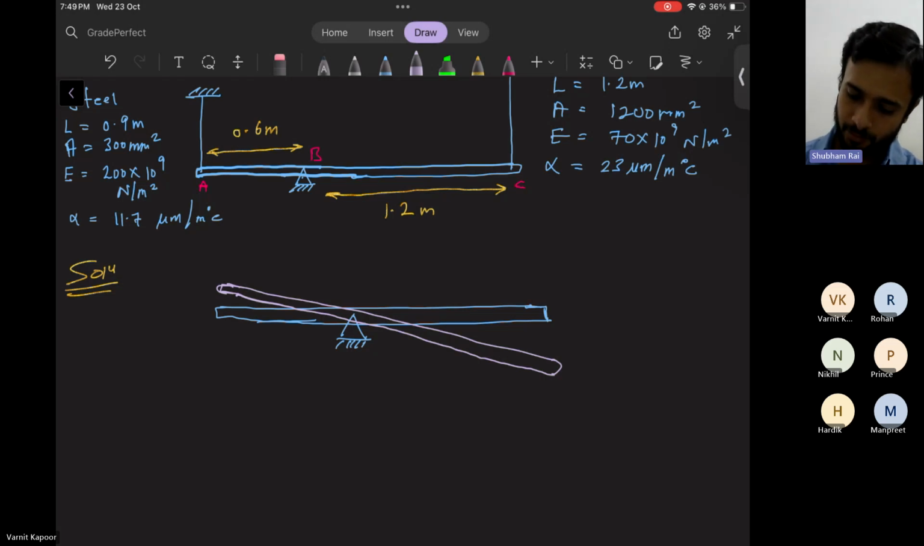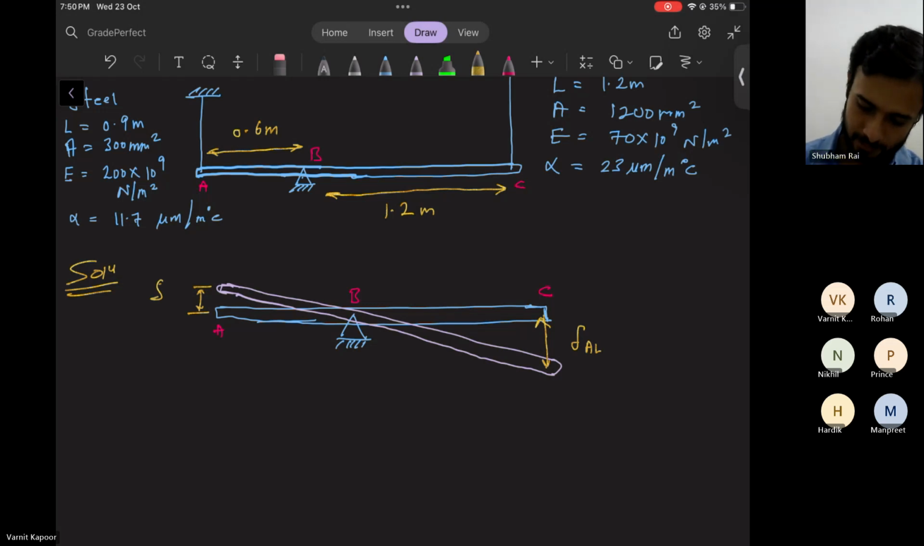So now from this point to this point, this will be the deformation in aluminum, right? This is point C. This was point A, this was point B, and this is point C. And finally, on the left hand side, you have this deformation. So this is final deformation in steel. So I am naming this deformation to be delta steel final. Okay, that's right.